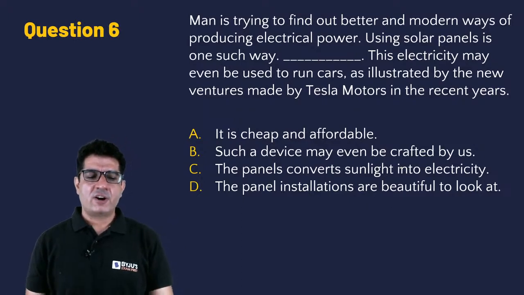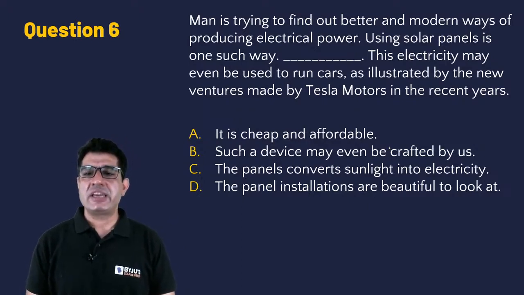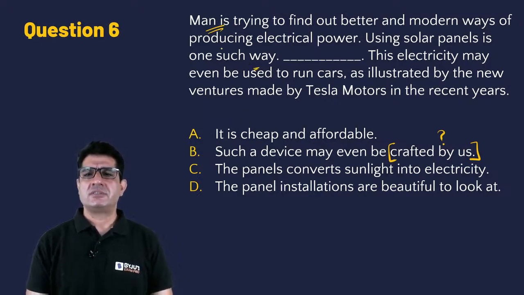Okay, now B says such a device may even be crafted by us. Of course, man is trying to find out. Using solar panels is one such way. So why would we say may even be crafted by us? And why use the word even to emphasize?